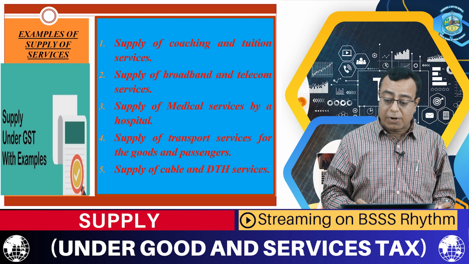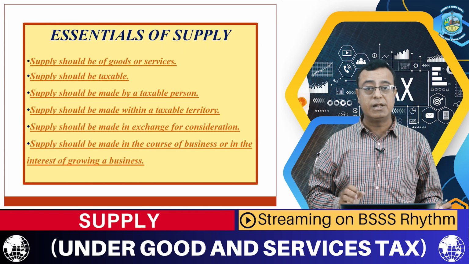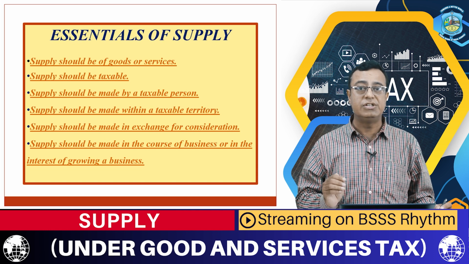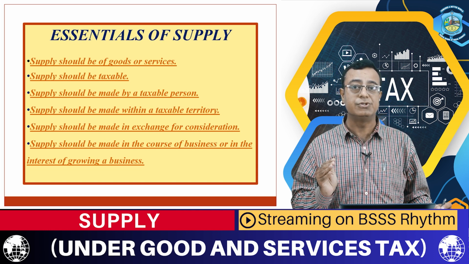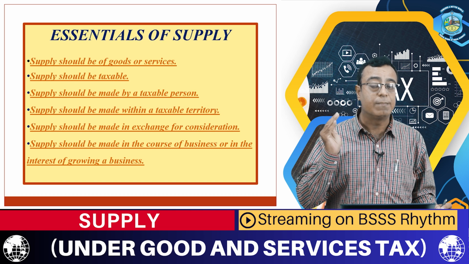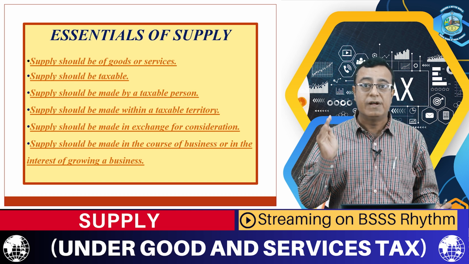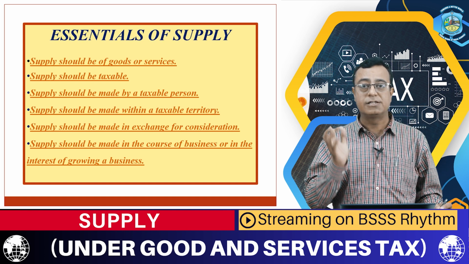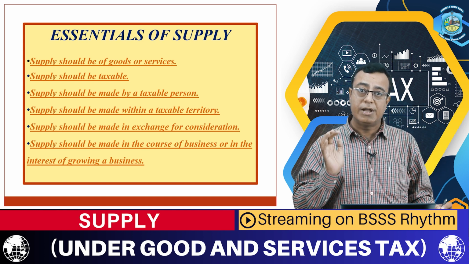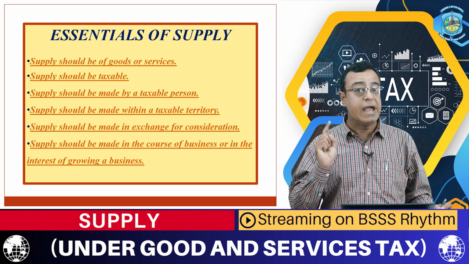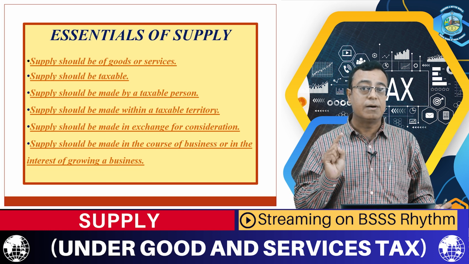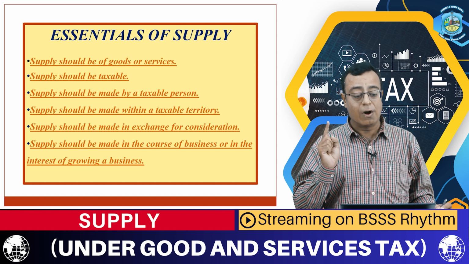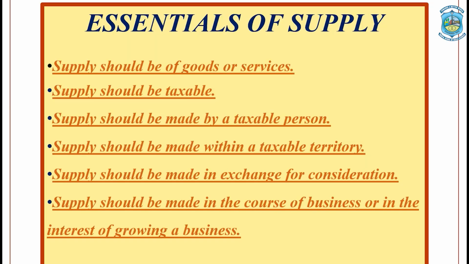Now, with this particular definition, with this particular explanation, we have some essentials or ingredients or components of supply, means supply will be a valid supply if it covers all these points that we are going to explain now. Each and every term is very important. In the absence of any particular term, the supply will not be a valid supply, it will not be taxable. First, we have supply of goods and services that we already discussed.